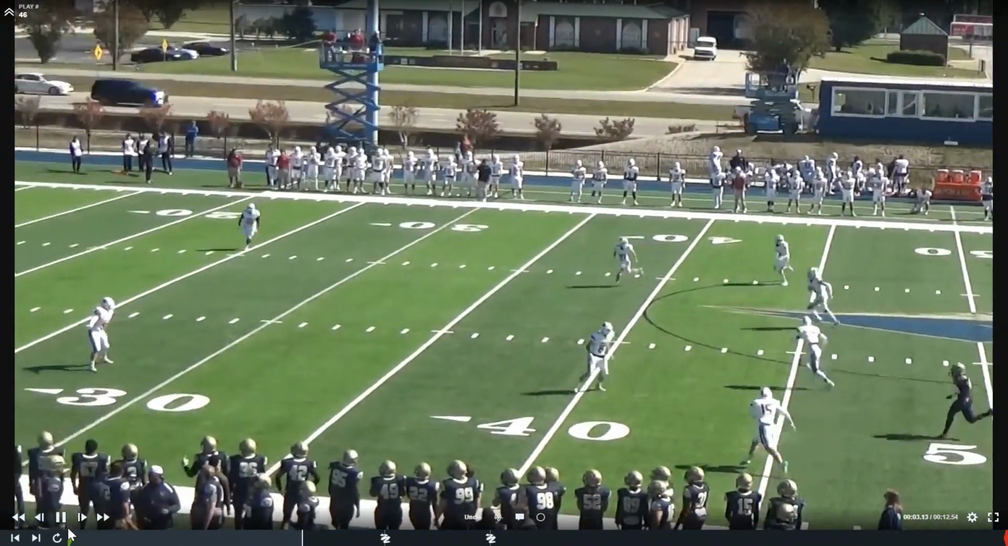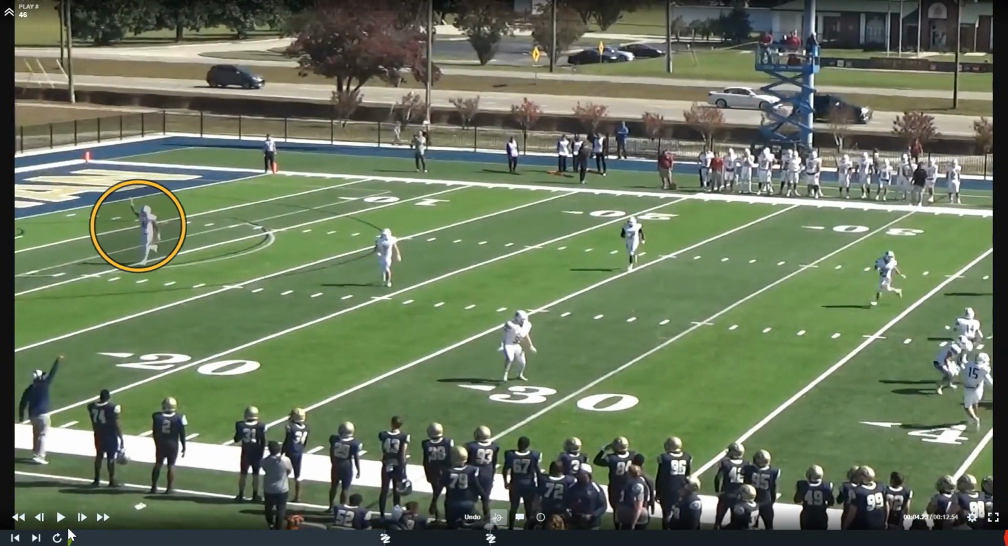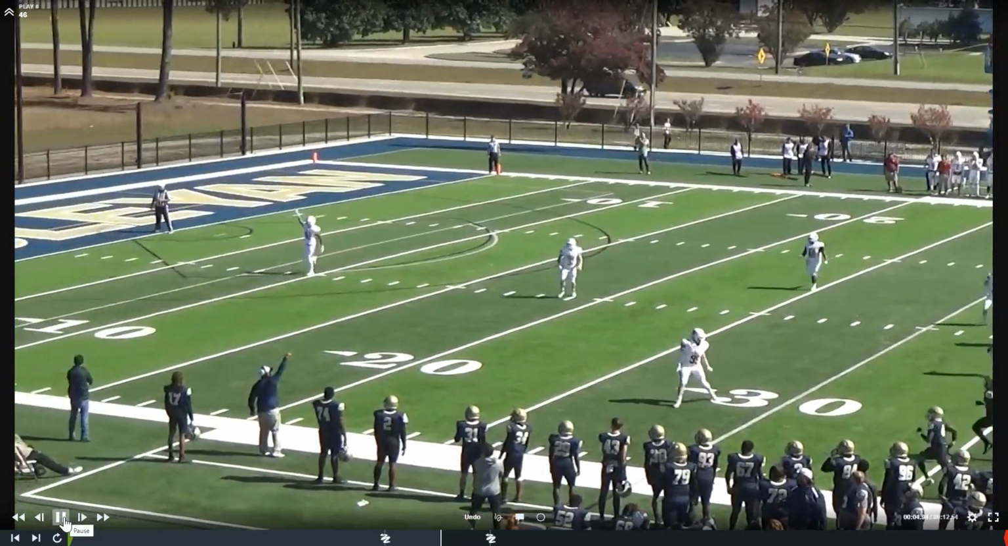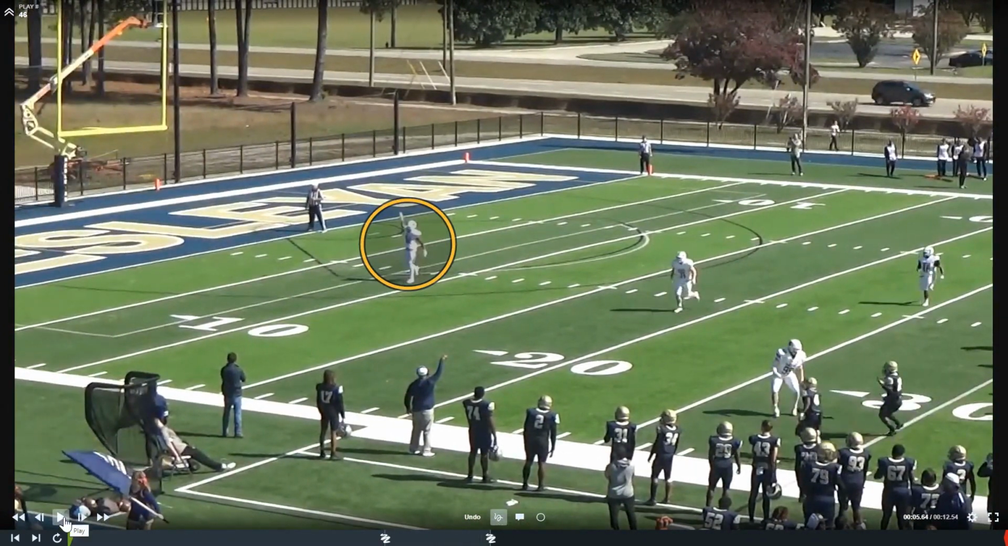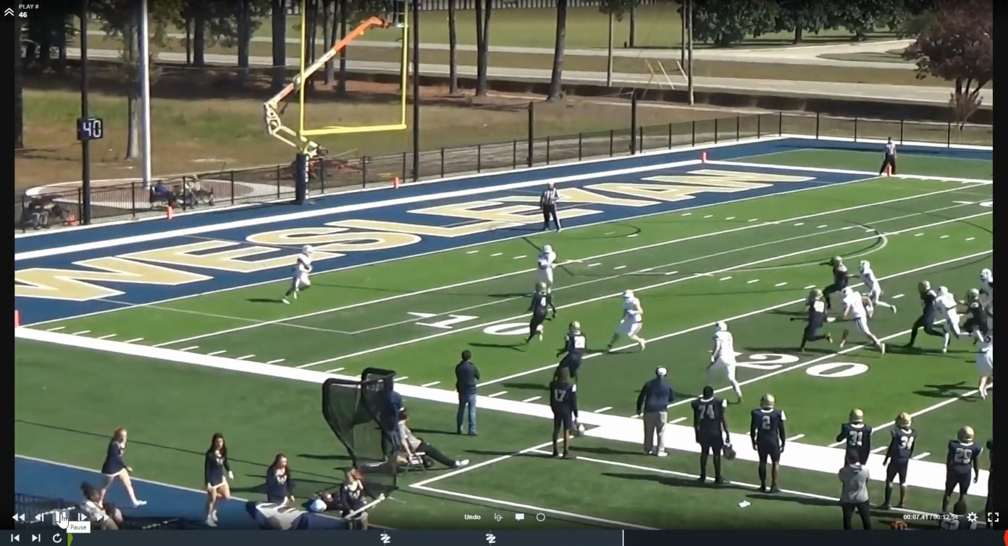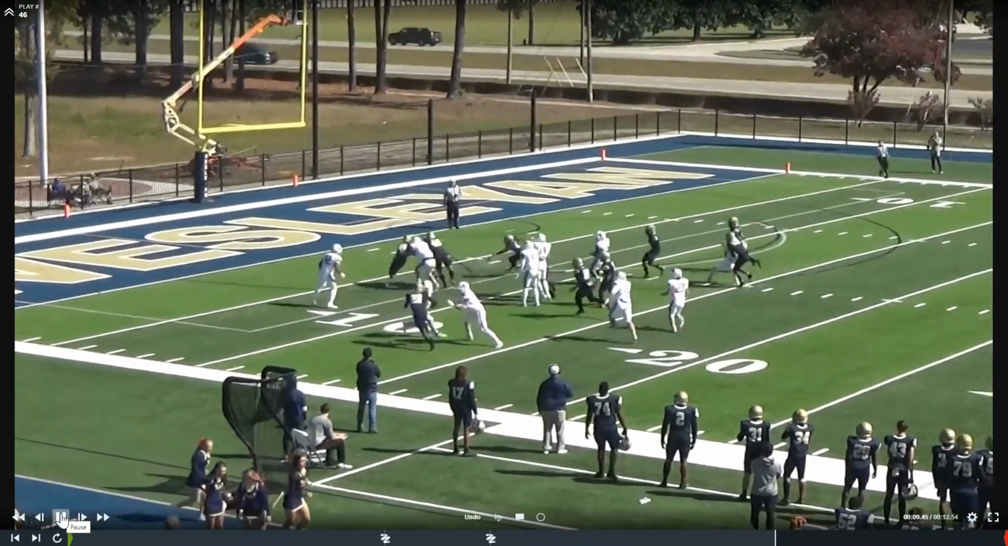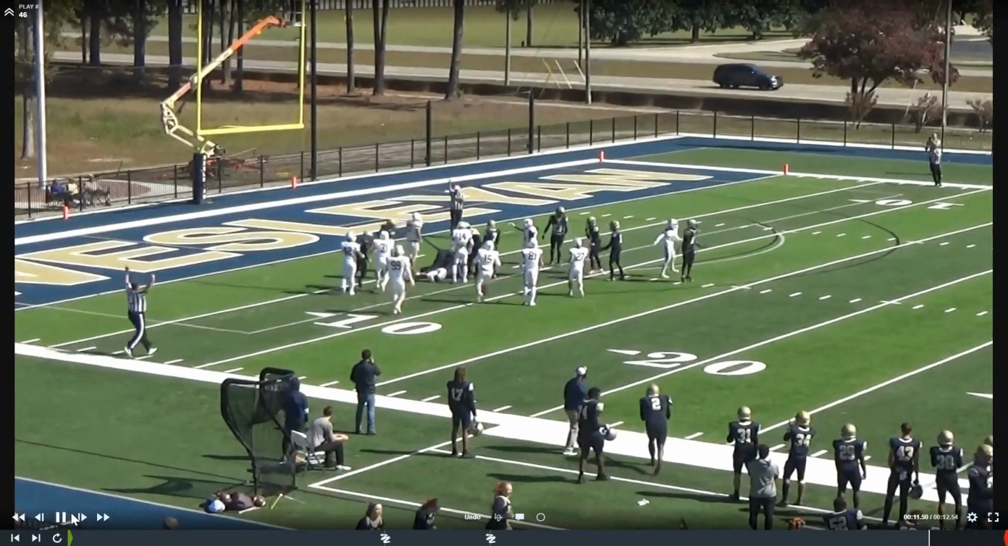Let's make sure we're monitoring all the players in our areas of responsibility to ensure that we don't miss these easy enforcements that make us look good.